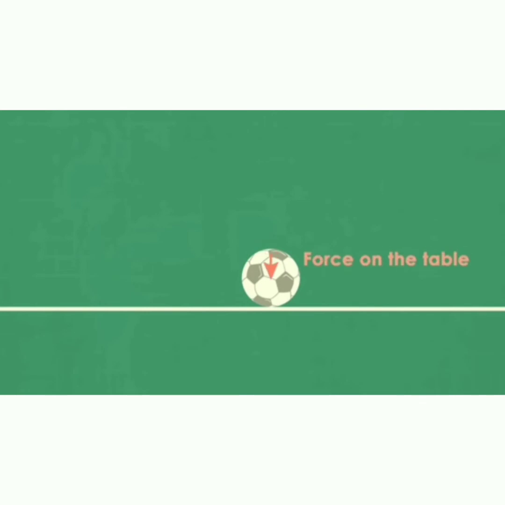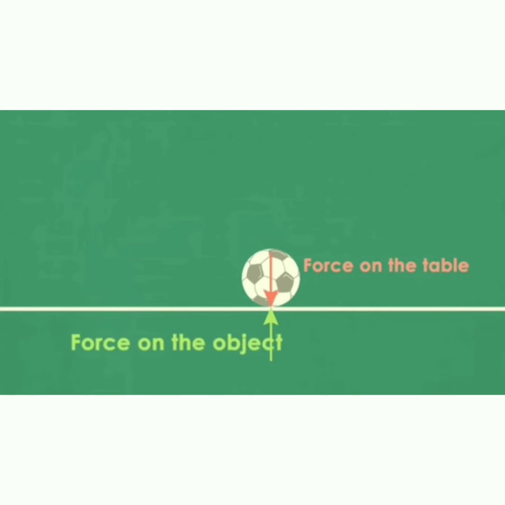What happens when you place an object on the table? The object exerts a force on the table and the table exerts an upward force on the object. There are two forces that result from the interaction: a force on the table and a force on the object. The magnitudes of the two forces are the same, but the directions are opposite.